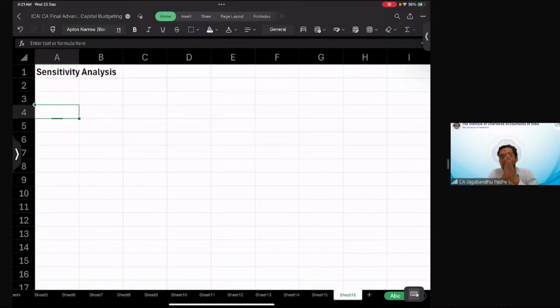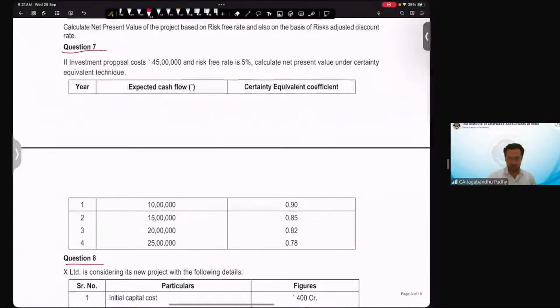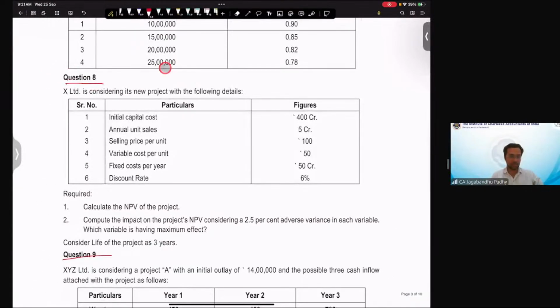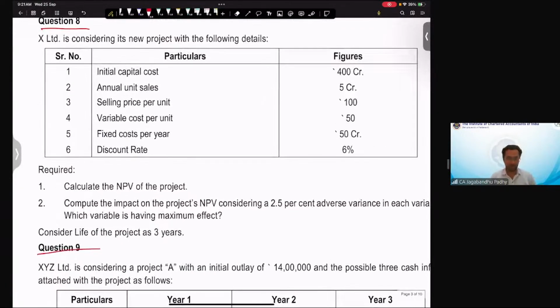But here we are not looking into the sensitivity of the persons, how sensitive a person is. We are essentially looking at how sensitive our project is, right? So how sensitive our project under consideration is, and that sensitivity is obviously with regards to the NPV. So we want to do this sensitivity analysis. For that, let me take this question number 8 for our understanding.